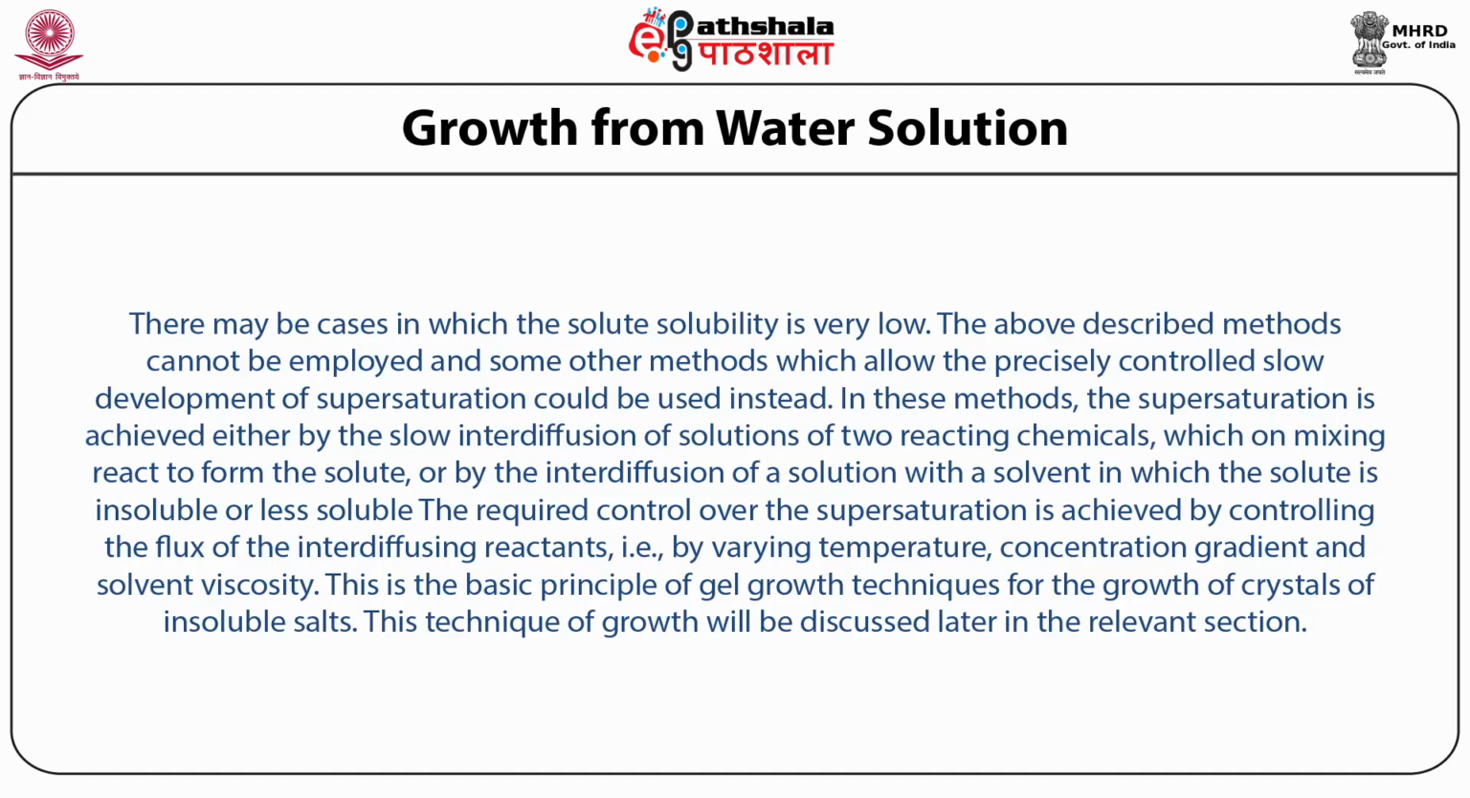There may be cases in which the solute solubility is very low. The above described methods cannot be employed, and some other methods which allow the precisely controlled slow development of supersaturation could be used instead. In these methods, the supersaturation is achieved either by the slow interdiffusion of solutions of two reacting chemicals which on mixing react to form the solute, or by interdiffusion of a solution with a solvent in which the solute is insoluble or less soluble.